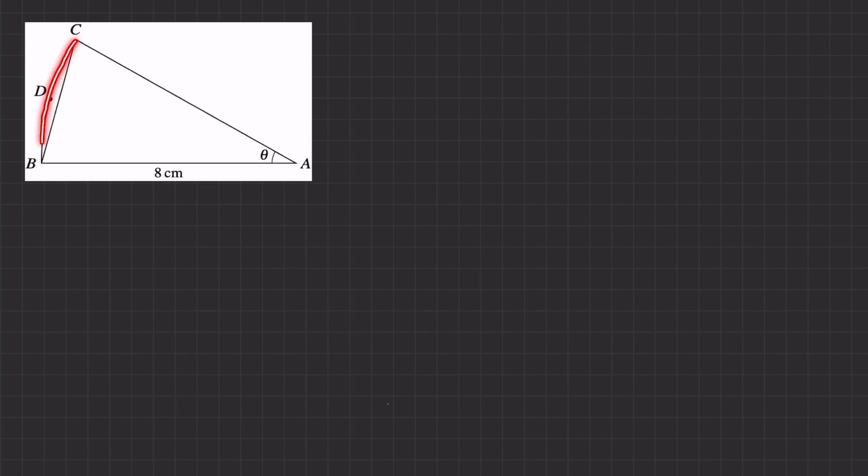Okay, in order to find the perimeter of this narrow segment here, I need to know the length of this arc. I also need to know the length of this side of this triangle and add them up. That will be the perimeter of this segment. But how can I find the arc length?